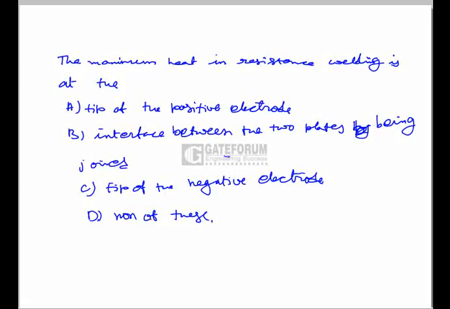Maximum heat in resistance welding is at the, options are tip of the positive electrode, interface between the two plates being joined, tip of the negative electrode, and none of these. Here the correct answer is that the maximum heat is generated at the interface between the two plates being joined. Here the right answer is B.